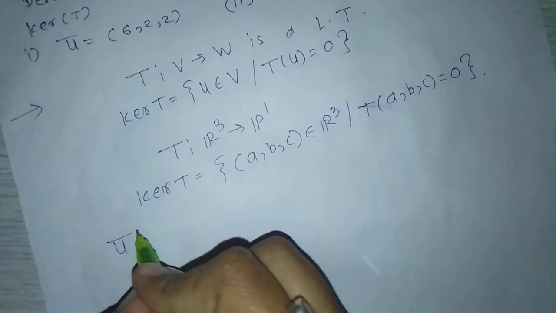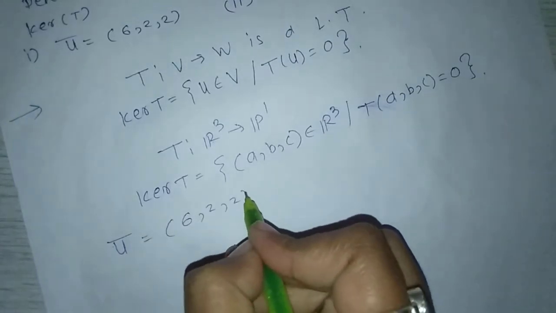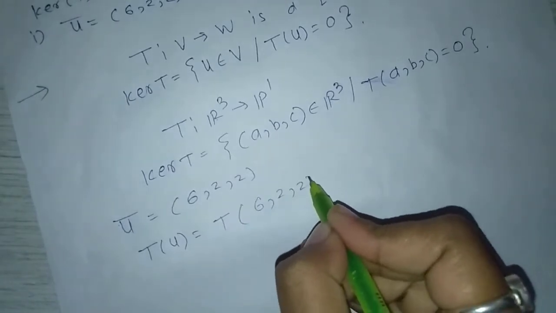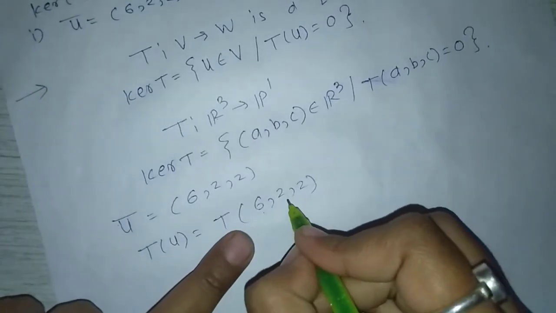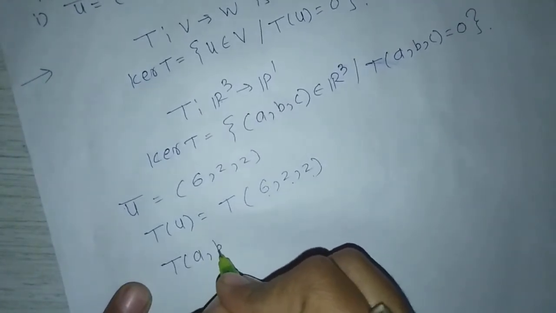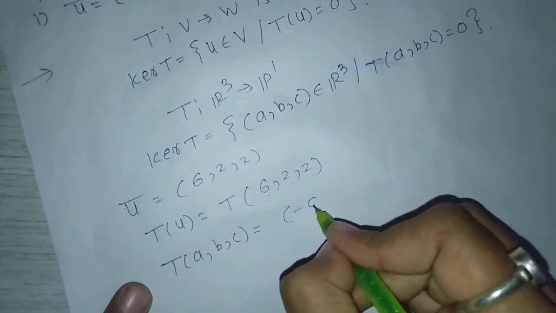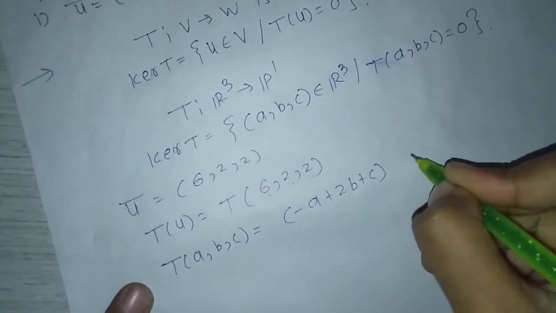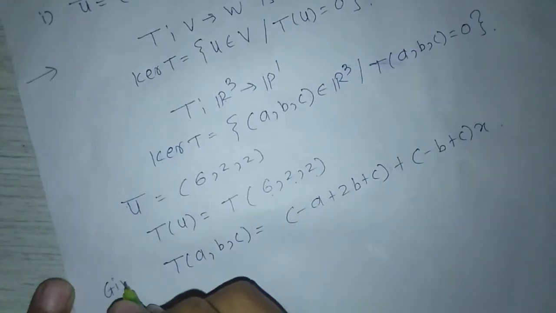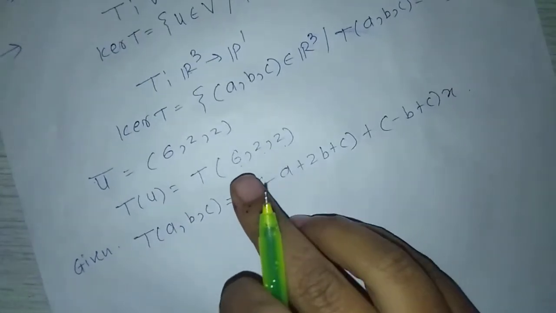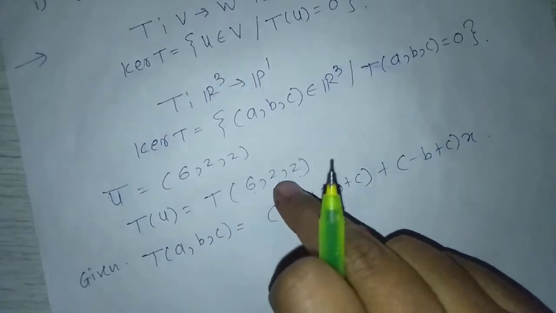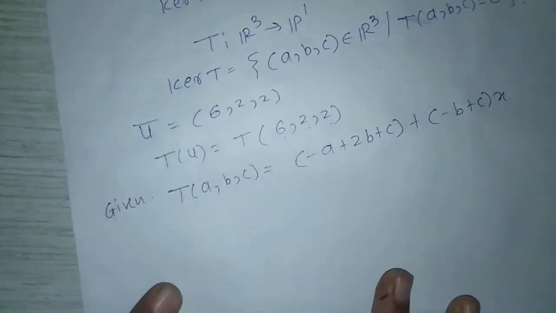First, u bar equal to (6, 2, 2). Then T of u is T of (6, 2, 2). Here a equal to 6, b equal to 2, c equal to 2. And we have T of (a, b, c) equal to (−a + 2b + c) + (−b + c)x. If we get T of (6, 2, 2) equal to 0, then we can say that (6, 2, 2) belongs to the kernel of T.